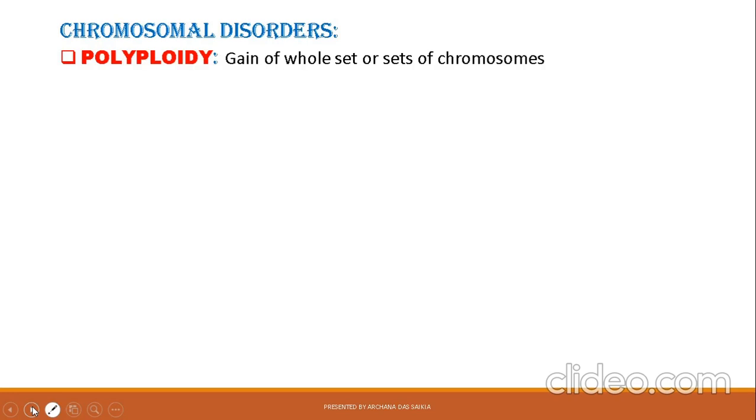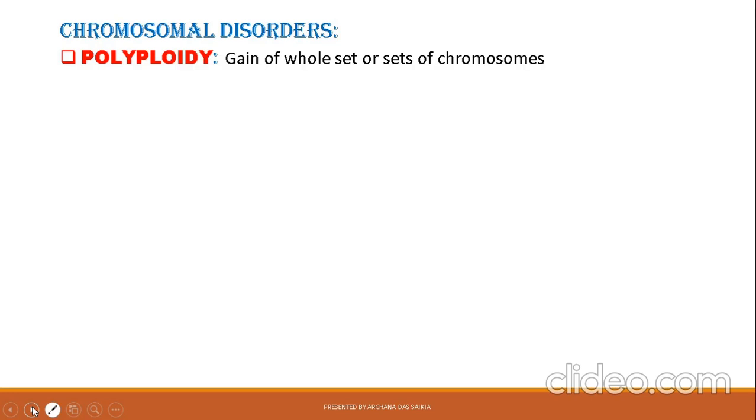So such disorders, this is an example which we see in humans. Such types of disorders are referred to as chromosomal disorders. So that is aneuploidy. Then another category which is polyploidy. In polyploidy, what happens? The whole set of chromosomes may be more or less. Like there is gain of the whole set or sets of chromosomes.